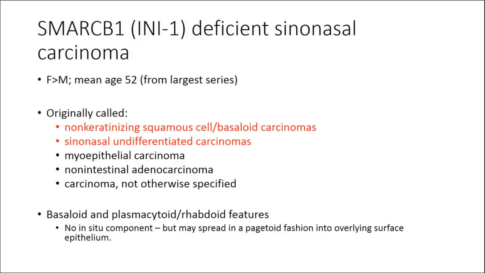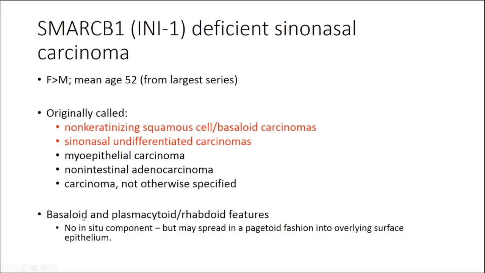So in terms of the SMARCB1 deficient sinonasal carcinomas, in the papers out there, again, this is not a very commonly described lesion. From the largest series, more commonly seen in females, usually in their 50s, and the most common histology is that of a non-keratinizing squamous or basaloid type carcinoma. And the other lesion that these have often been classified as are the sinonasal undifferentiated carcinomas. In some series, there are reports that maybe they mimic myoepithelial or non-intestinal adenocarcinomas, but more commonly you're seeing this more basaloid carcinoma or this sinonasal undifferentiated carcinoma.